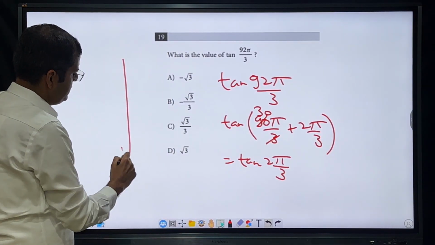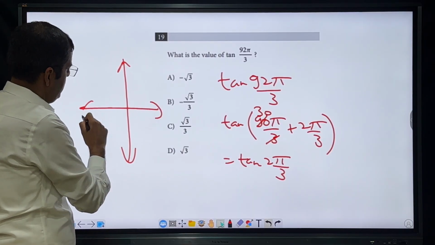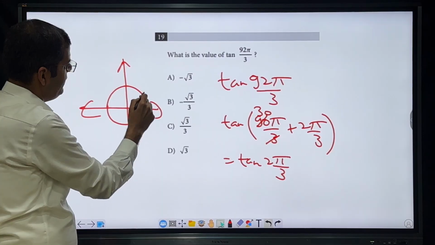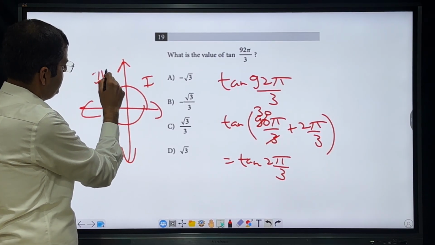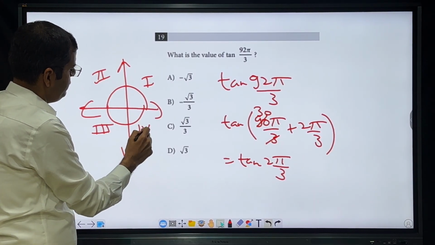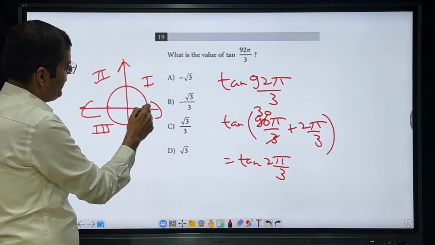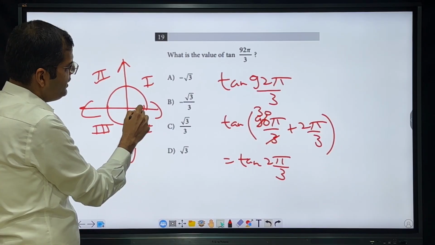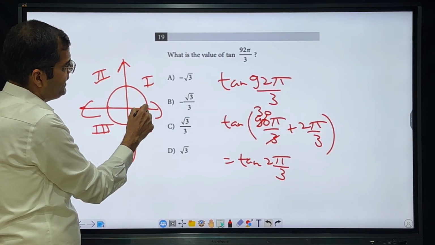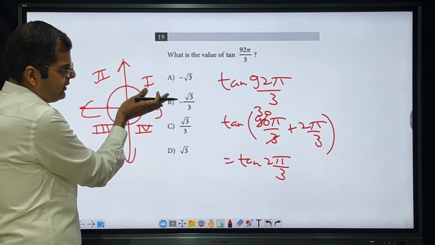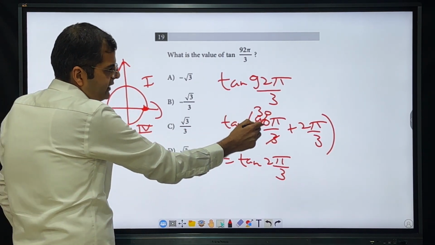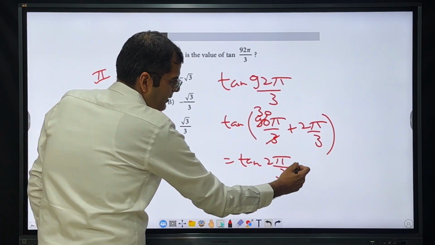Okay, because after every even multiple of pi, you come back here. This is the first quadrant, second quadrant, third quadrant, and fourth quadrant. So one circle is 2 pi, two circles is 4 pi, then 6 pi, 8 pi. So after every even multiple, you come back at the same first quadrant only, or at 0 degree only.